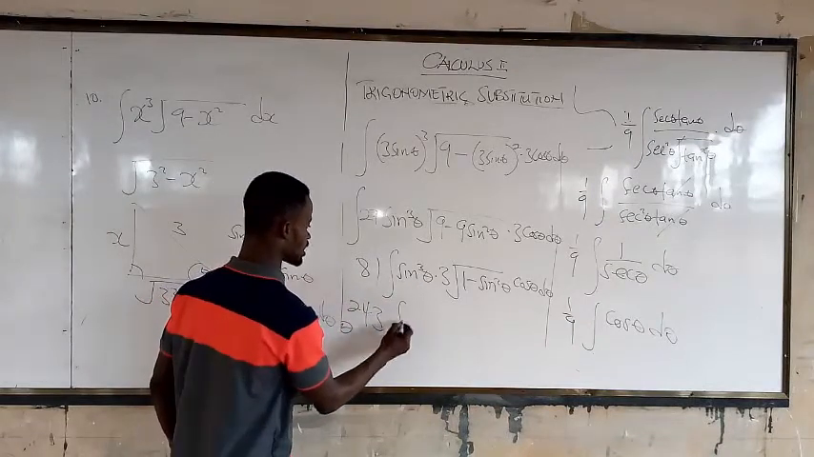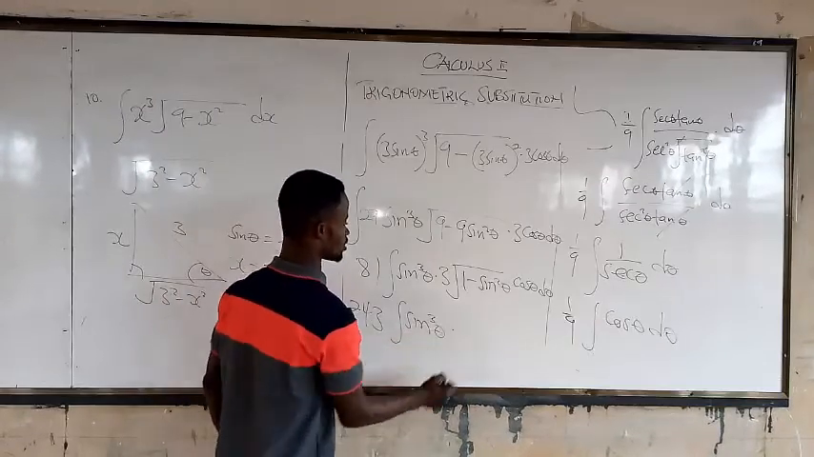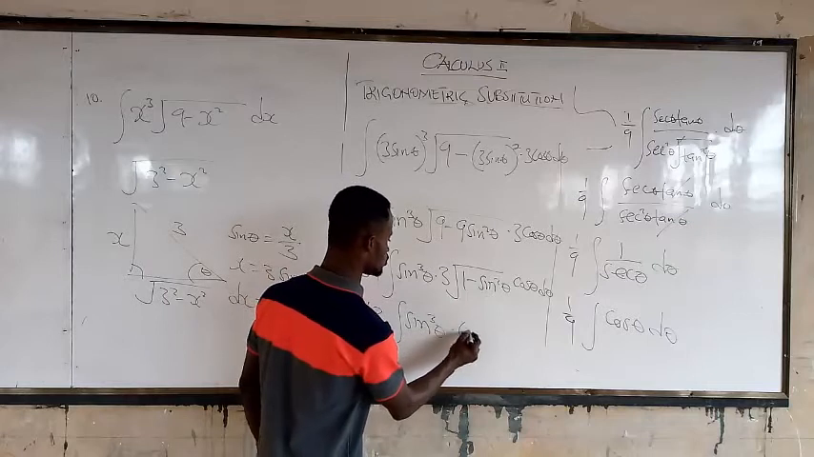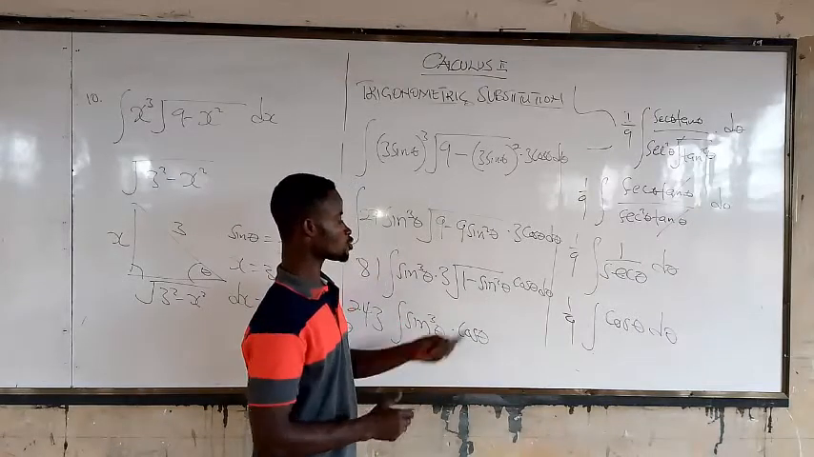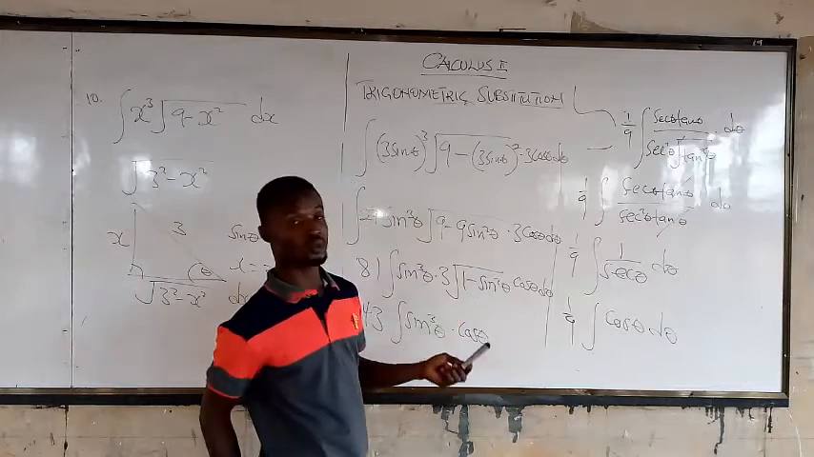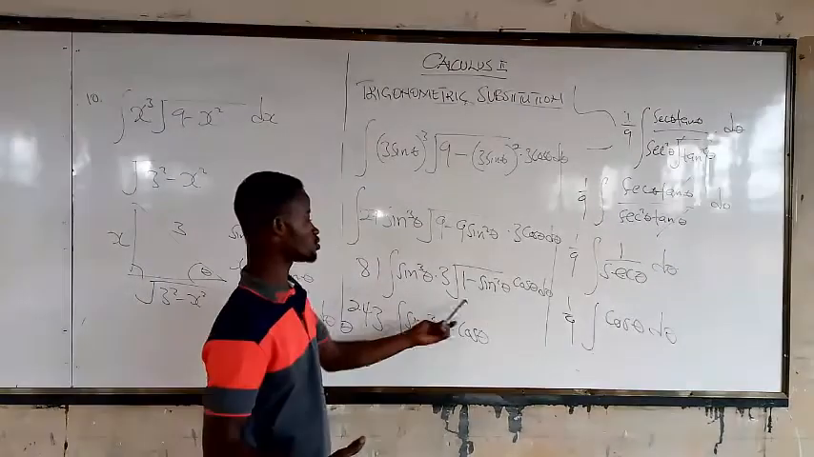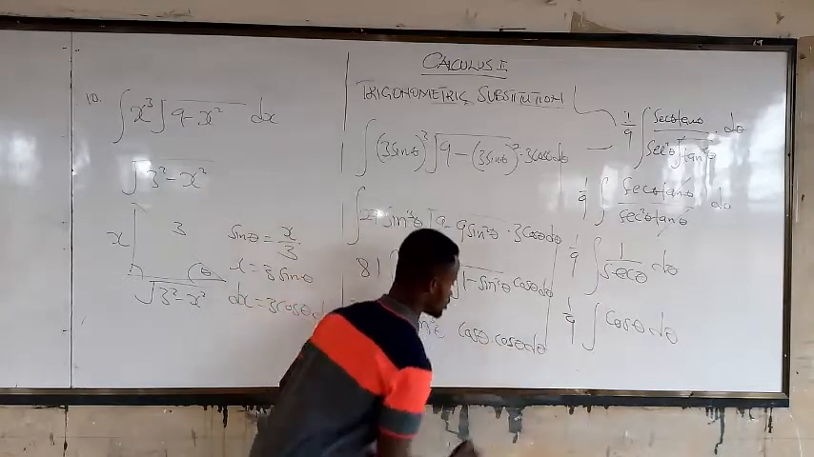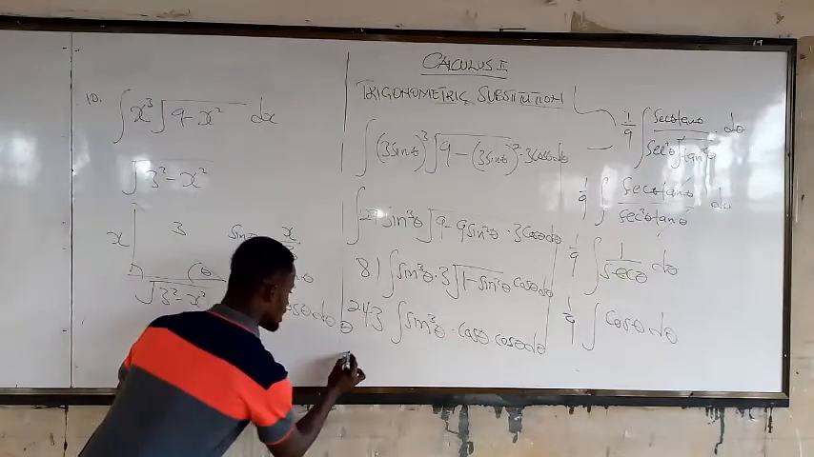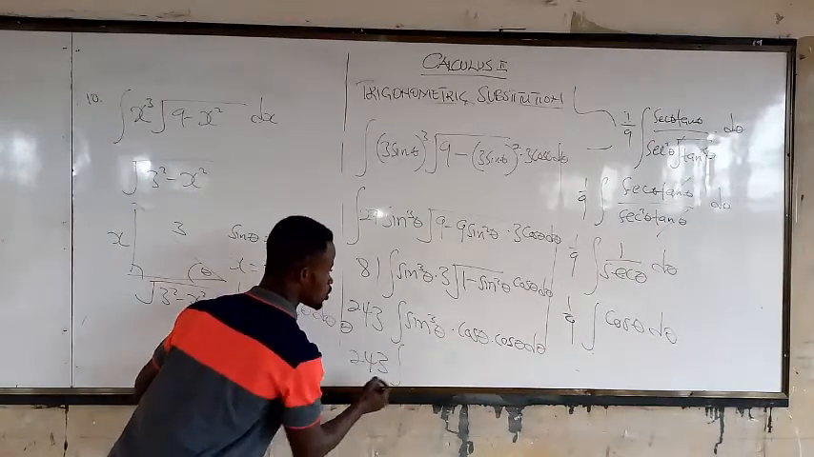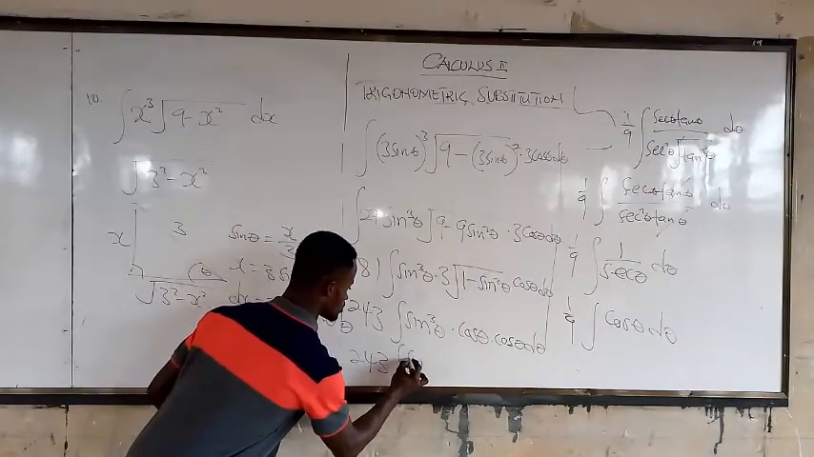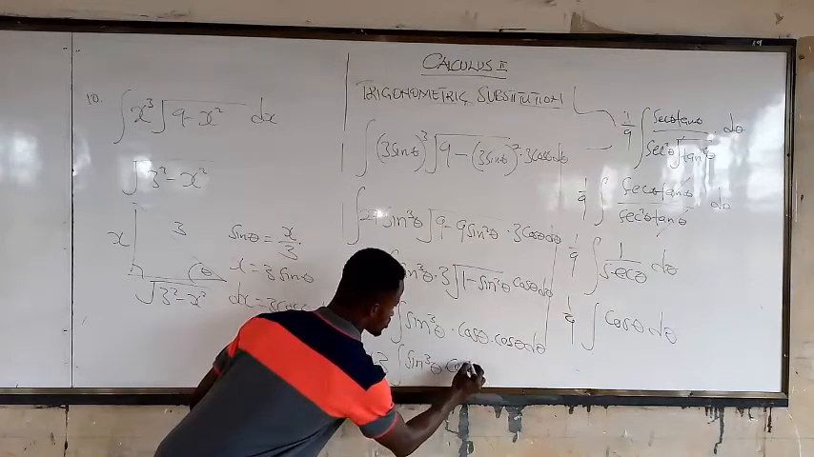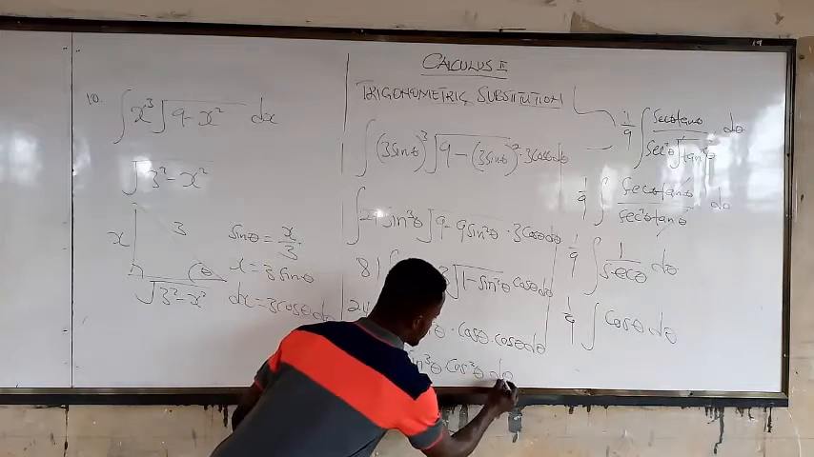So we get sine to the power 3 theta times. Now the square root of this is just going to give you cos theta, because we know that cos square theta is equal to 1 minus sine square. So when you take the square root, that is that times cos theta d theta. So here you get 243 sine cube theta, and this time you get cos square theta d theta.